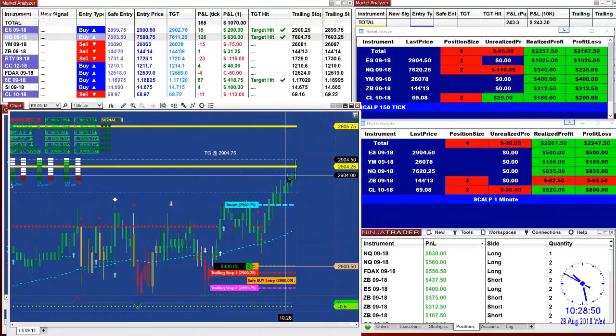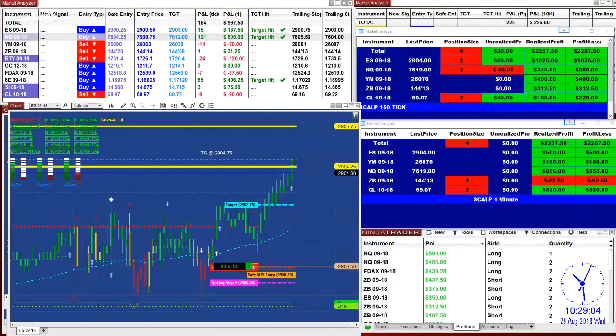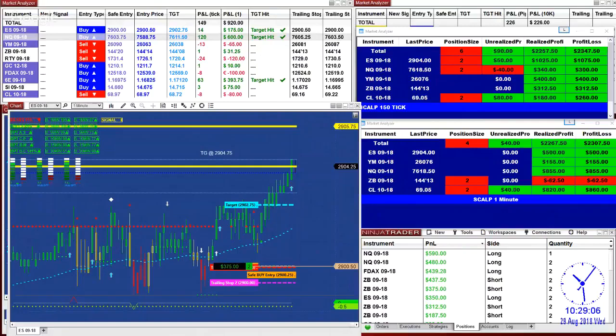The ES broke that trade, broke that area. This is amazing. We are at the highs. Those are all new numbers. Amazing market.